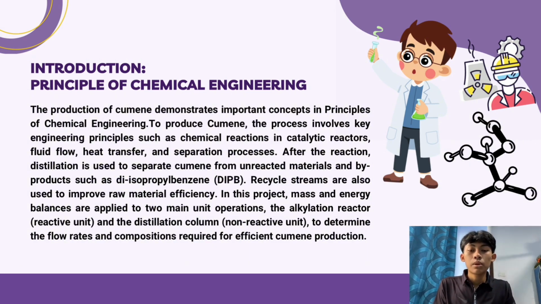Recycled streams are also used to improve raw material efficiency. In this project, mass and energy balances are applied to two main unit operations: the alkylation reactor, a reactive unit, and the distillation column, a non-reactive unit, to determine the flow rates and compositions required for efficient cumene production.